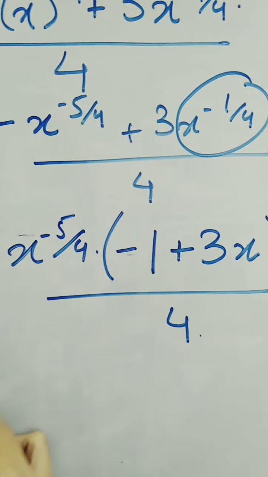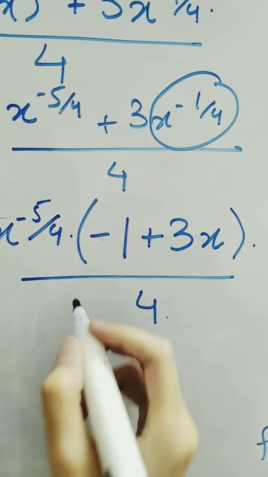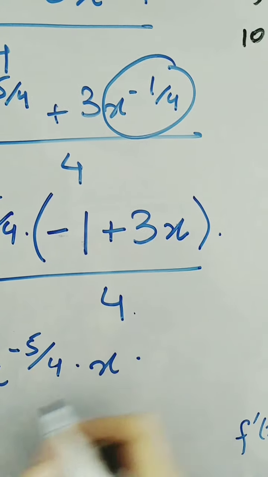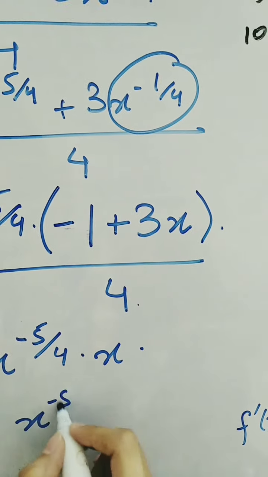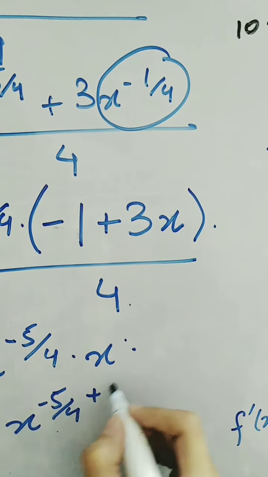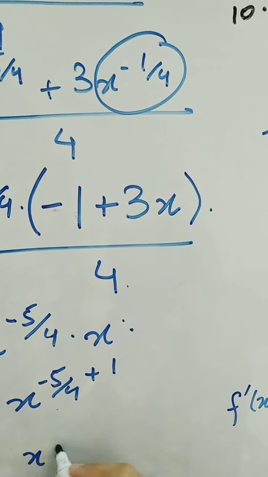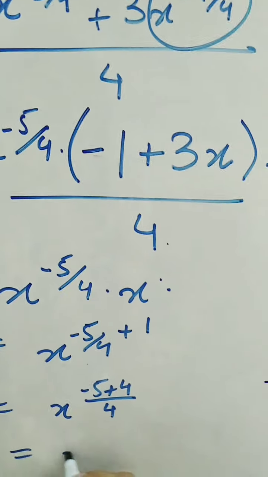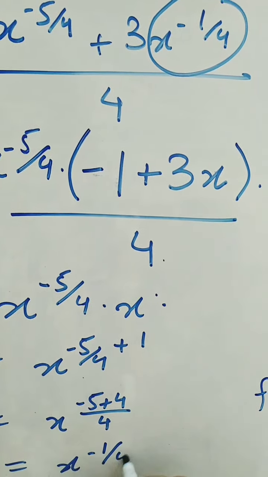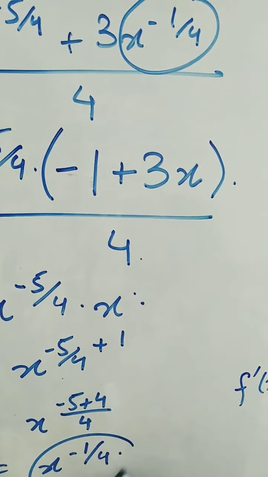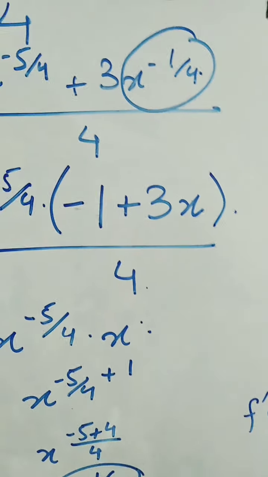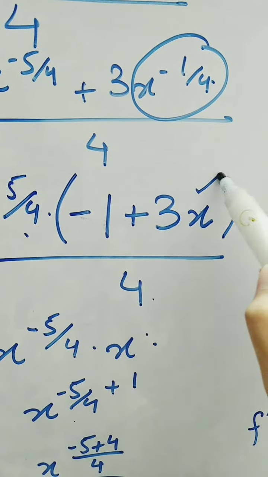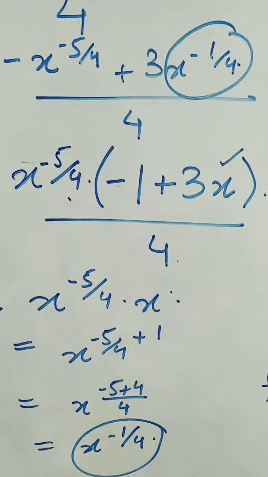Let's do it so it gets clear. If we have x raised to the power minus 5 over 4 into x, which means x raised to the power minus 5 over 4 plus 1 is that value. And further solving, we will have minus 5 plus 4, and we will have x raised to the power minus 1 over 4, which is exactly equal to this, which means that we can take this common and remain with the x inside the bracket.